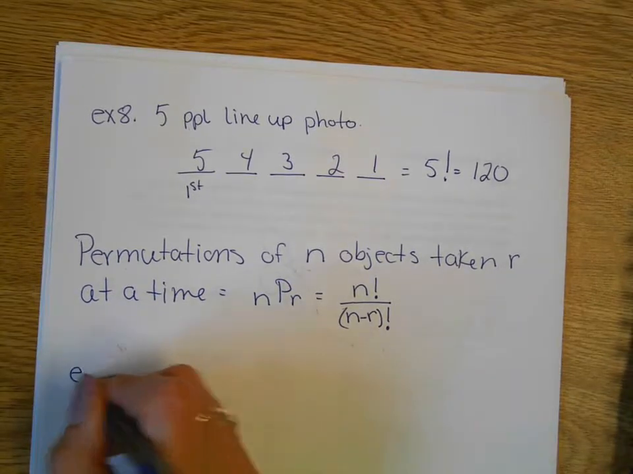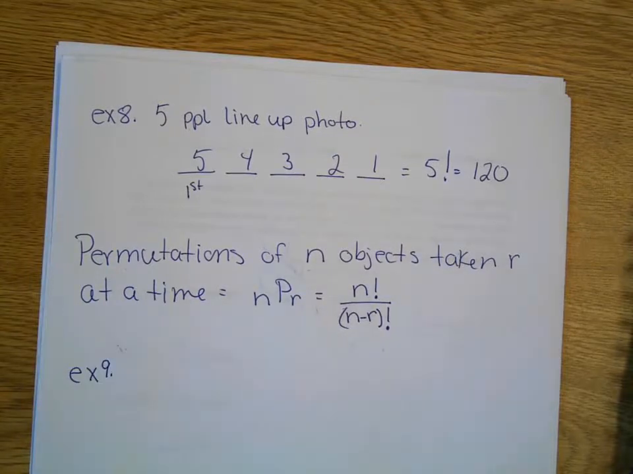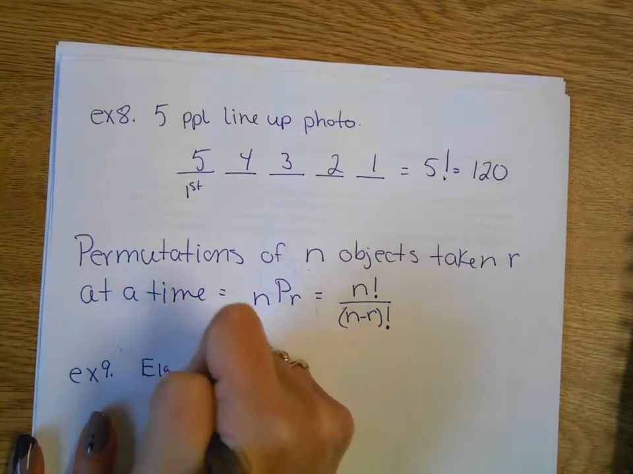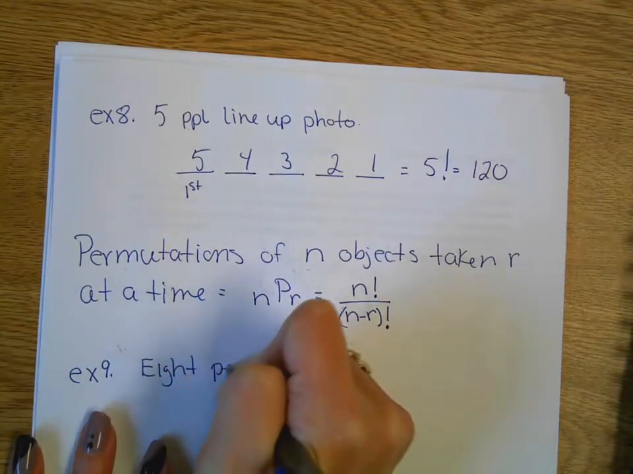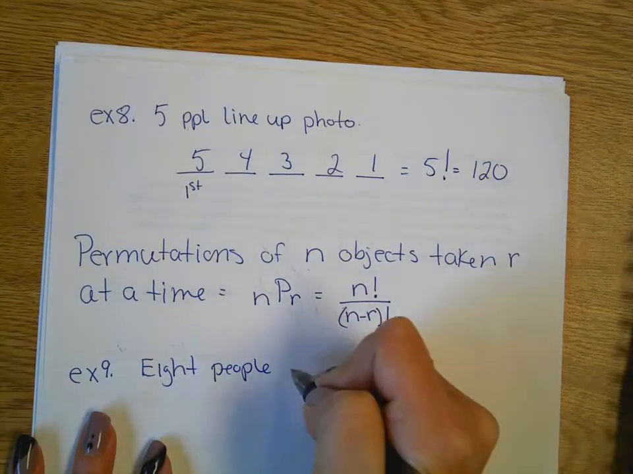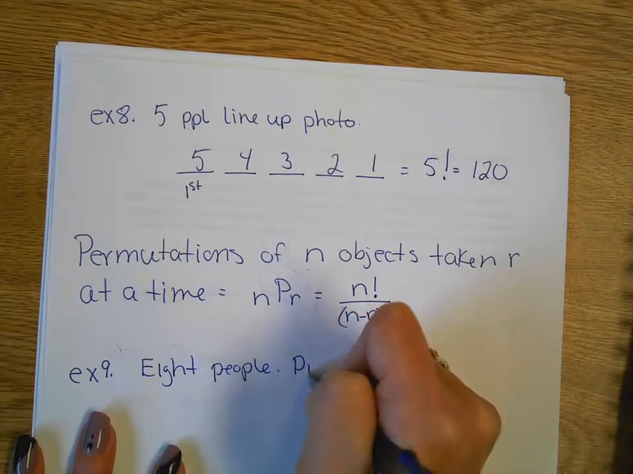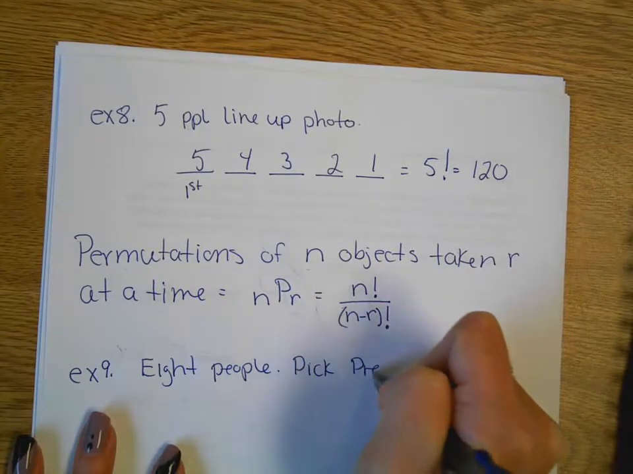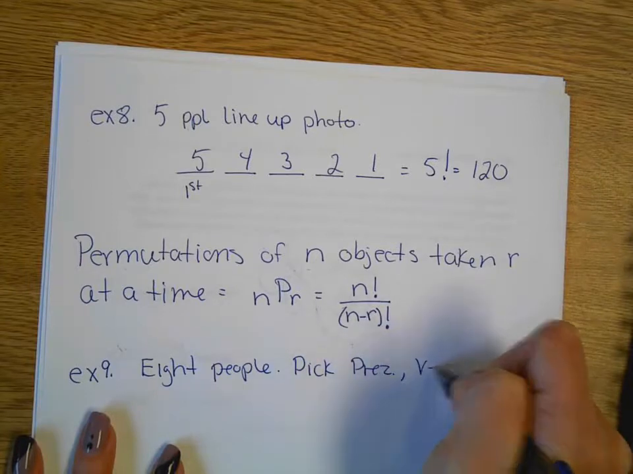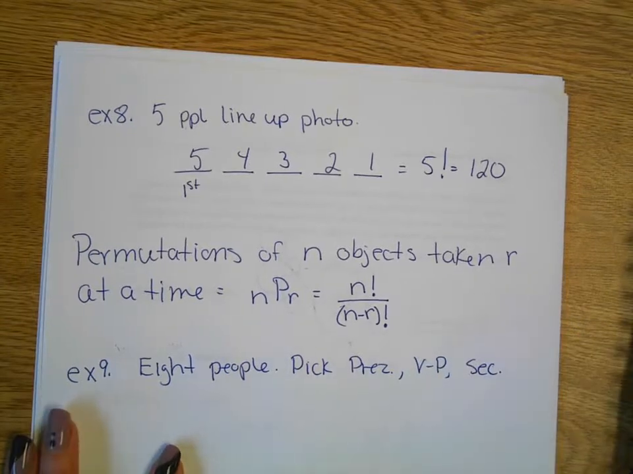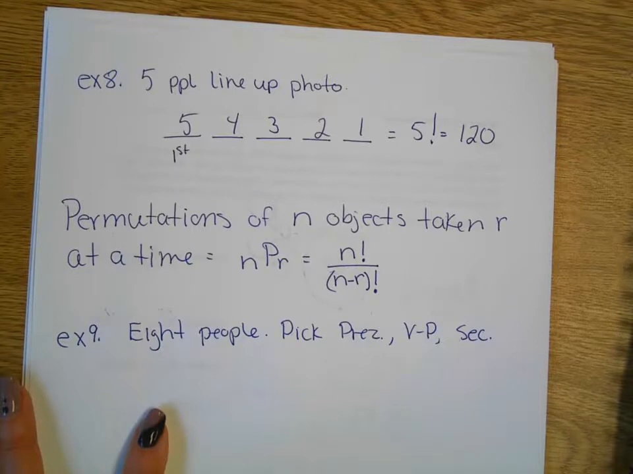All right, so let's see what we got here. Let's see what wonderful example I have here for you. Oh, I'll make it up. Let's go 8 people. And we're going to pick a president, a vice president, and a secretary from these 8 people. How many different options are there for the club?